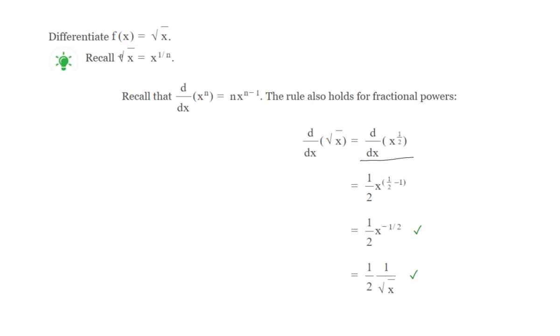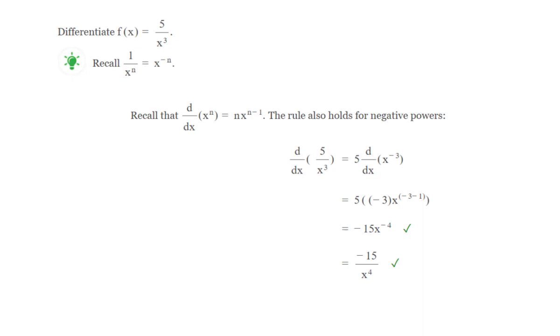That is 1 by 2 x raised to 1 by 2 minus 1. That is 1 by 2 x raised to minus half, or it can be written as 1 by 2 into 1 by root x. So it will be useful if you study that derivative of root x is equal to 1 by 2 root x.